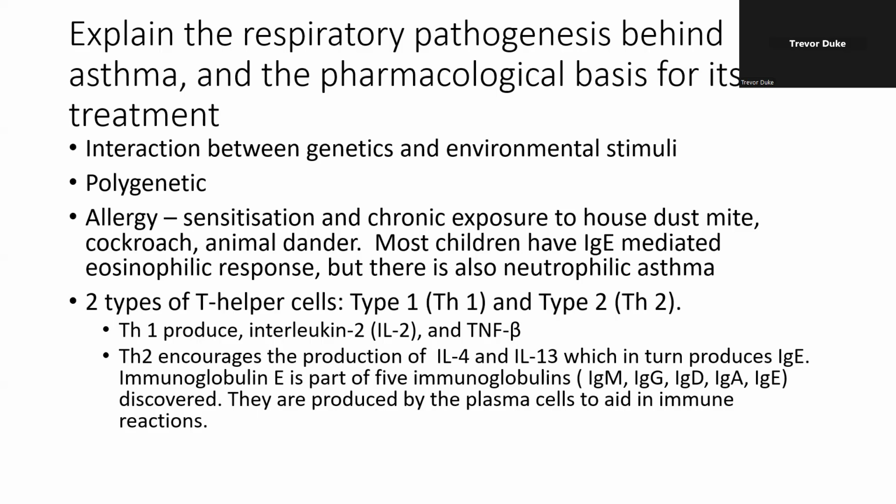Now, just to explain, IgE is just one of the 5 immunoglobulins. There's IgM, which is often the initial response, IgG, which is the more sustained response, IgD, IgA, which is typically the mucosal immunoglobulin, and IgE, which often triggers an allergic response. The immunoglobulins are produced by plasma cells, and they aid in immune reactions.